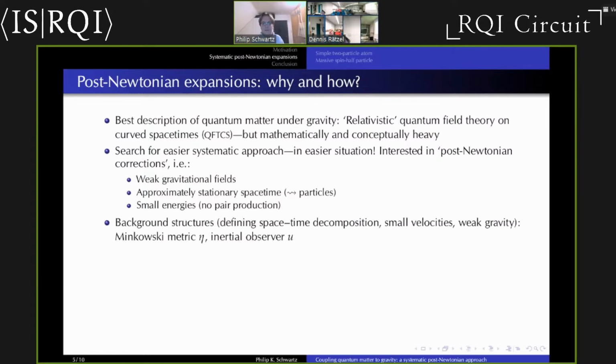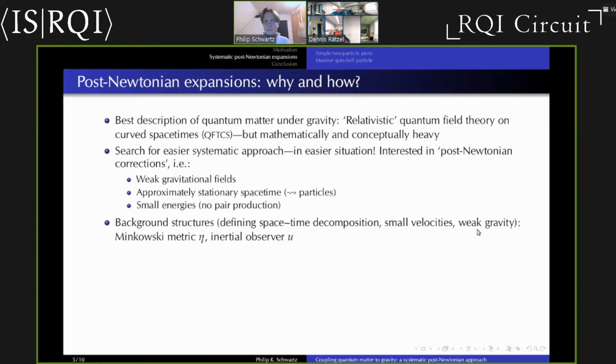And then, in order to give sense to this post-Newtonian expansion, we will need to introduce some background structures. So we need something that defines a decomposition of spacetime into space and time, because we need that for our Newtonian physics, and then for post-Newtonian physics on top of that. And we also need something to tell us what we mean by small velocities, or by small energies, and we need to say what we mean by weak gravity.